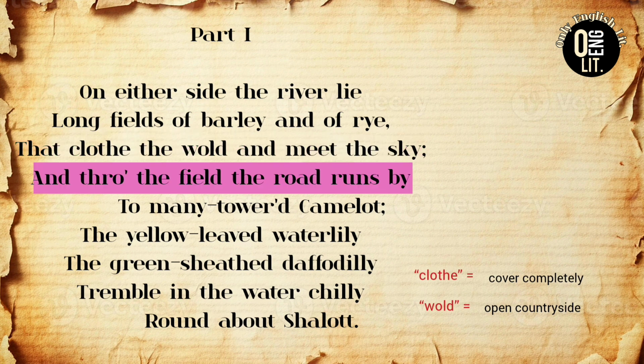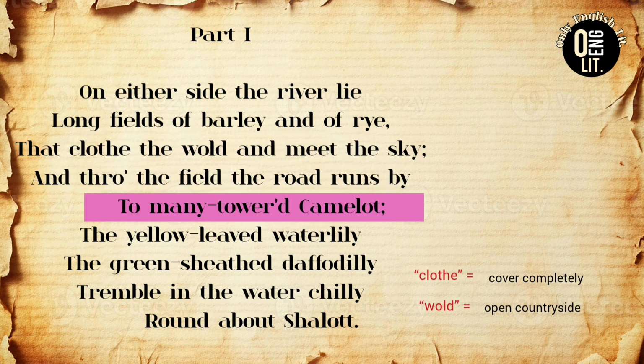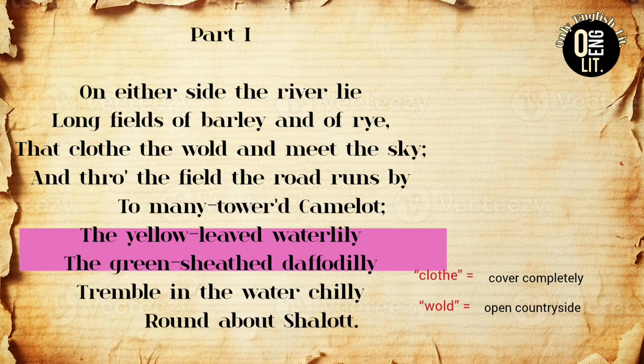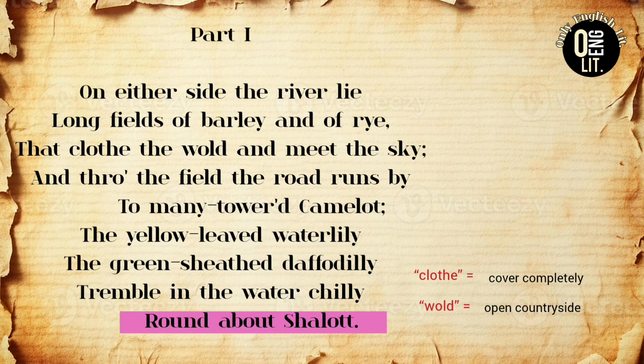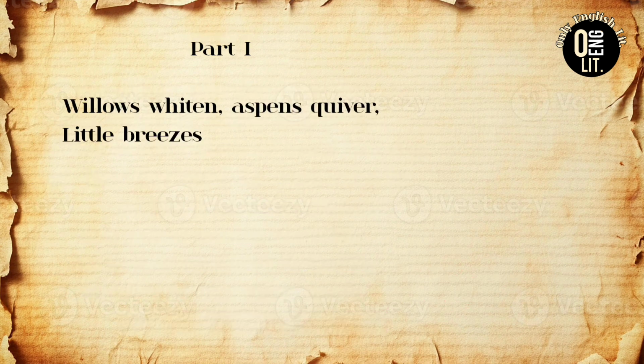And a road passes through these fields which leads to Camelot that holds grandeur, strength, and royal importance. People are constantly moving along the road and gazing at the lilies, which are the symbol of purity, beauty, and peace, blooming in the water. The lilies grow around an isolated island in the river where the lady lives.